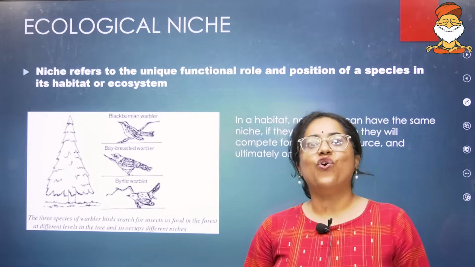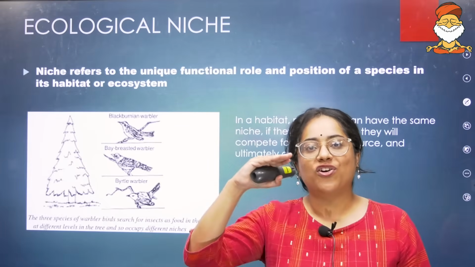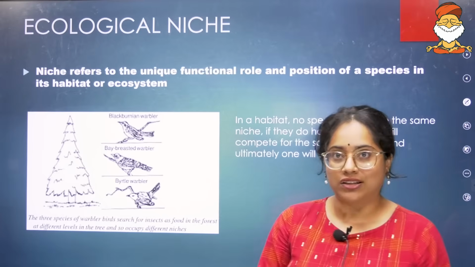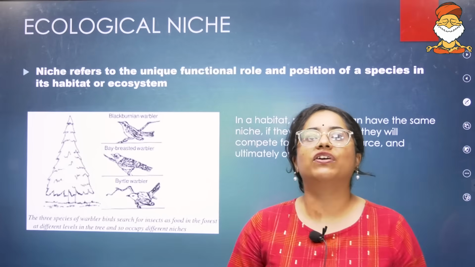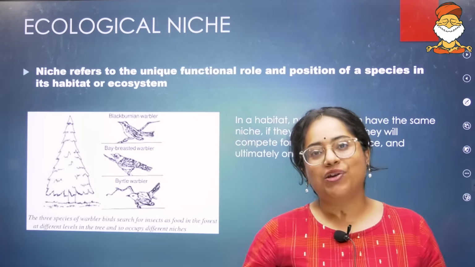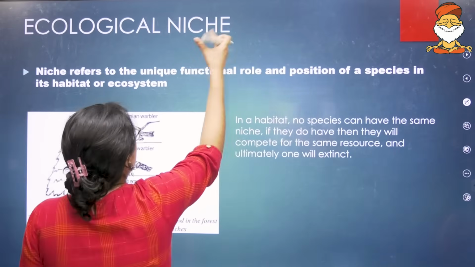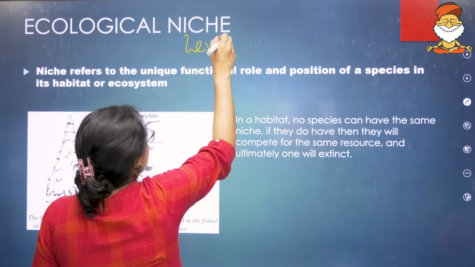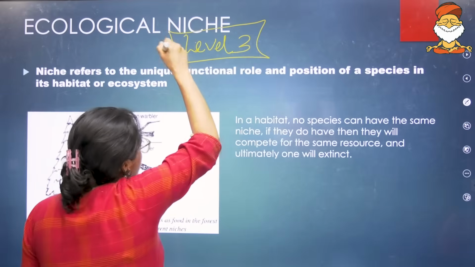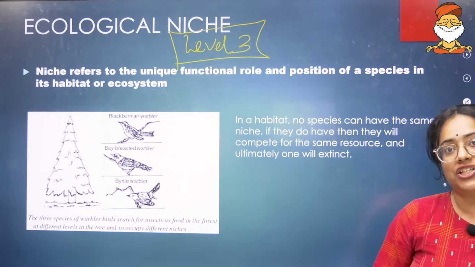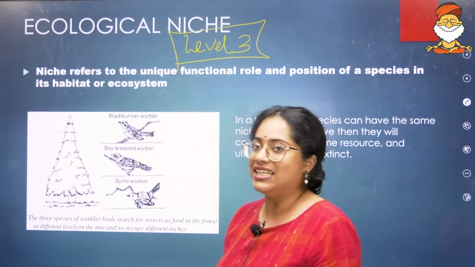Now we move on to a little bit of higher concepts. So if until here you've understood things, you can say your level 2 is done. Now we move on to level 3, where we have a little bit more detailed environment concepts. And the first such environment concept that we're going to study is something called niche or ecological niche.